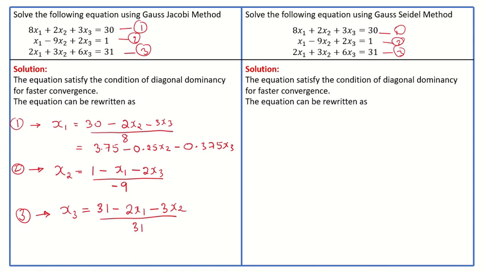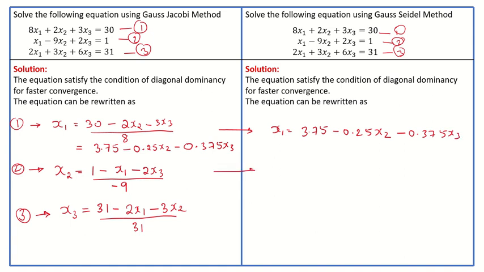Now I will remove the denominators and write the simplified equations. 30 by 8 I have already written here. So x1 equals 3.75 minus 0.25 x2 minus 0.375 x3.